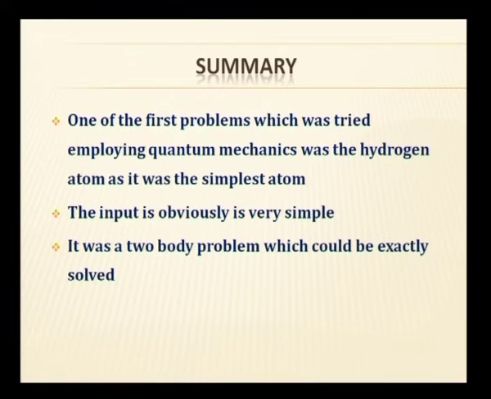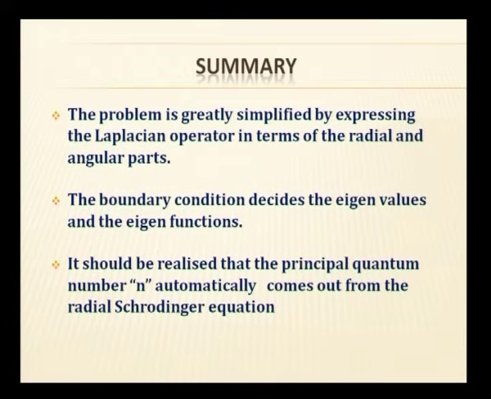The input is obviously very simple. It was a two body problem which could be exactly solved. The problem is greatly simplified by expressing the Laplacian operator in terms of radial and angular parts. The boundary condition decides the eigen values and eigen functions. It should be realized that the principal quantum number n automatically comes out from the radial Schrodinger equation.